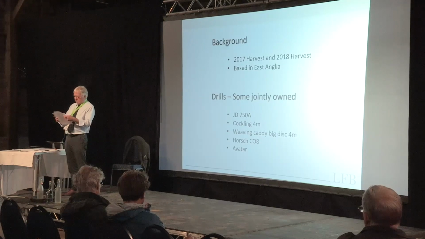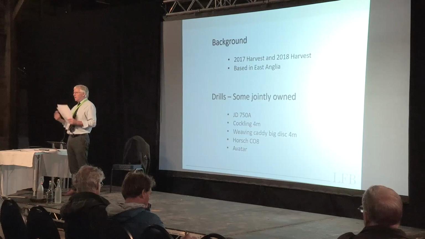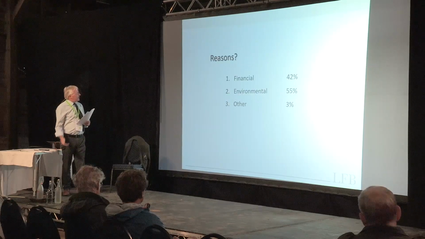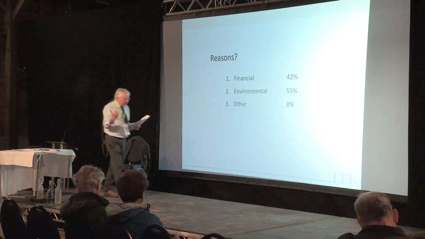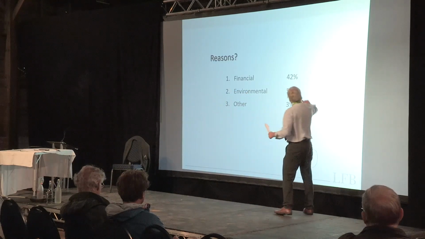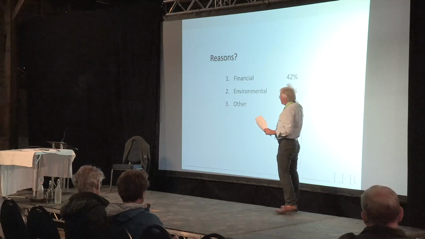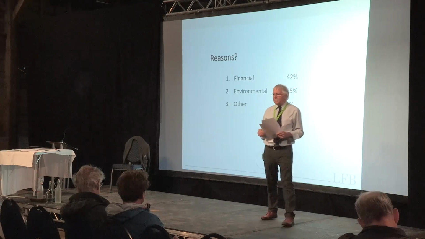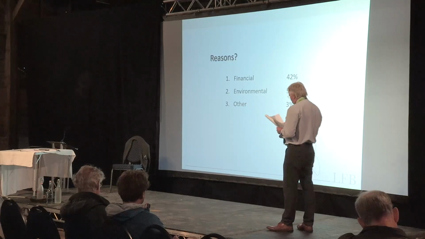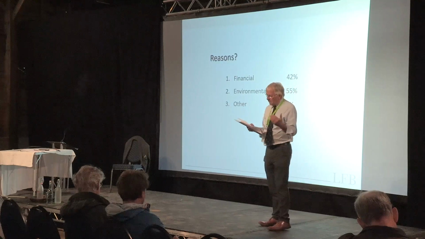And so the reasons, next slide, the reasons are financial. So 50-50, both of these really. Forget about this bit, mustn't fall off the back. And financial and environmental. So it's a bit of both that people are the reason for doing no-till.